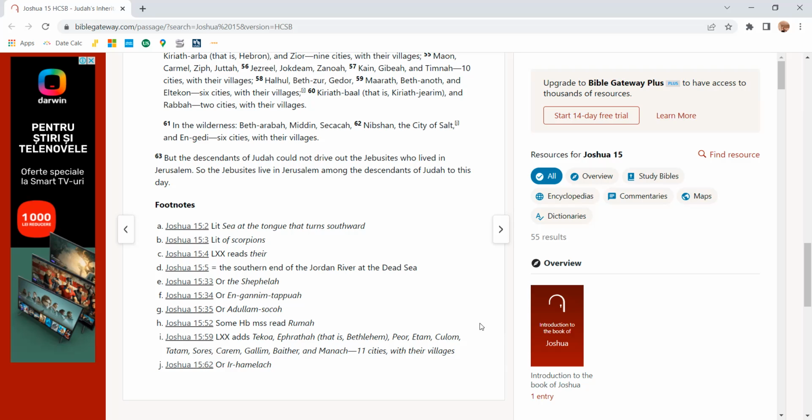In the wilderness: Beth Arabah, Middin, Secacah, Nibshan, the City of Salt, and En Gedi: six cities with their villages.